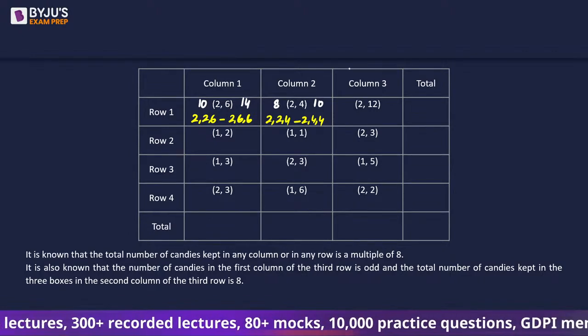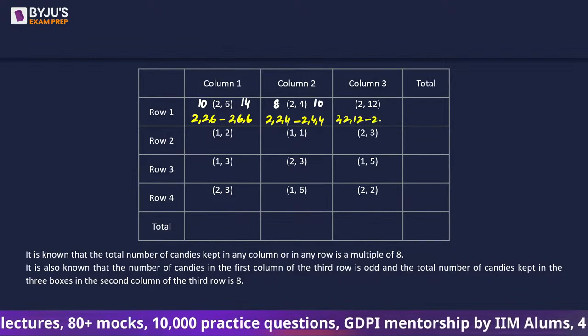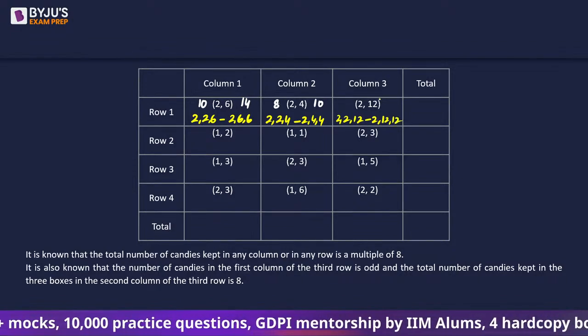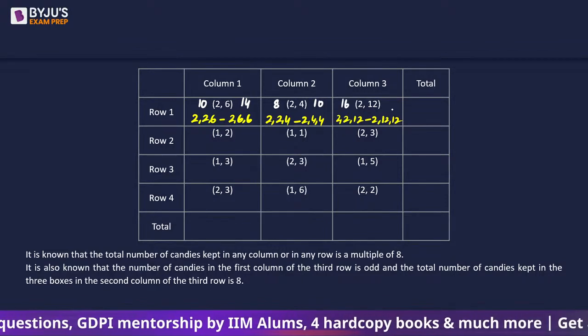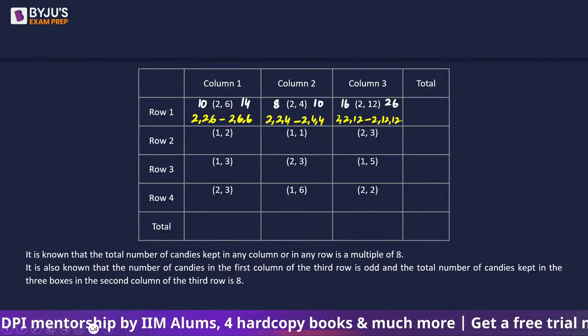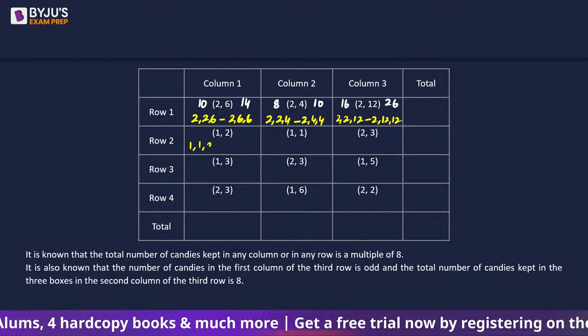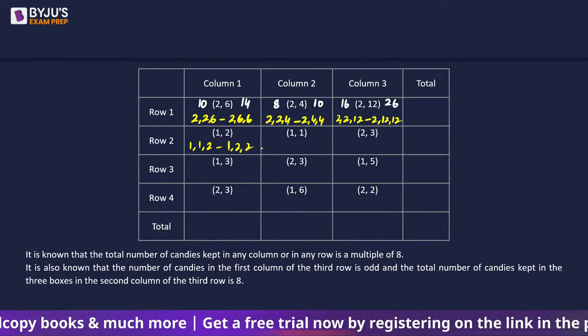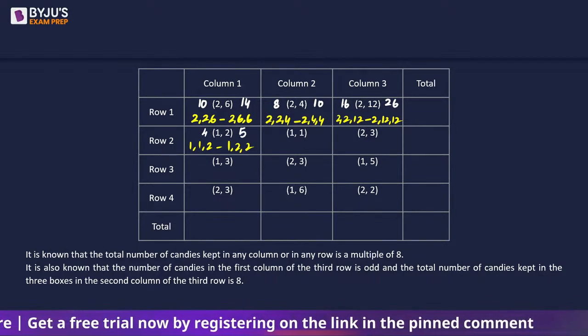If we look at column 3, first row, the minimum we can have is 2, 2, 12. The maximum we can have is 2, 12, 12. Now 2, 2, 12 is 16 and 12, 12, 2 is 26. Similarly, for row 2, we can have 1, 1, 2, 2, 1, 2, 2. That is, minimum candies 4, maximum 5.